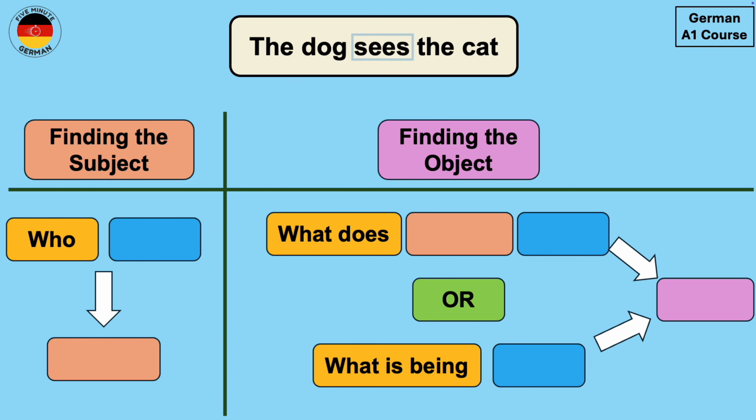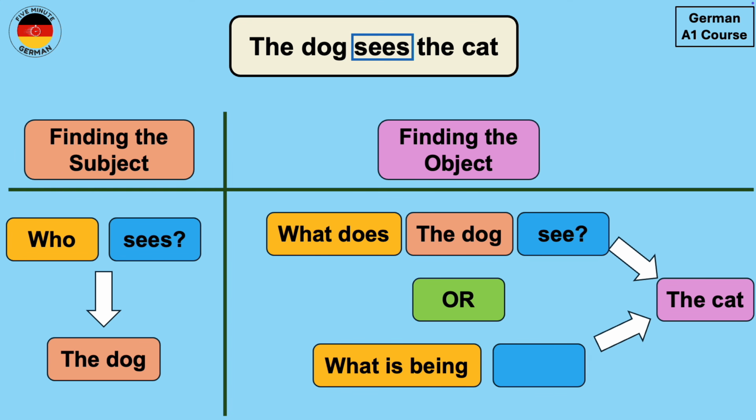Now let's take one last example, and over here I want you to fill in the blanks. So the verb is sees, and if we want to find the subject, then we will say who and then add the verb, which is sees. The answer is the dog, and in order to find the object, we say what does, then the subject, which is the dog, and then the verb, which is see. So what does the dog see? And that is the cat, which is the object. Or we can say what is being, and then the verb in the past tense, which is seen. So what is being seen, and that is the cat. So using these rules, you can find the subject and object in any sentence.